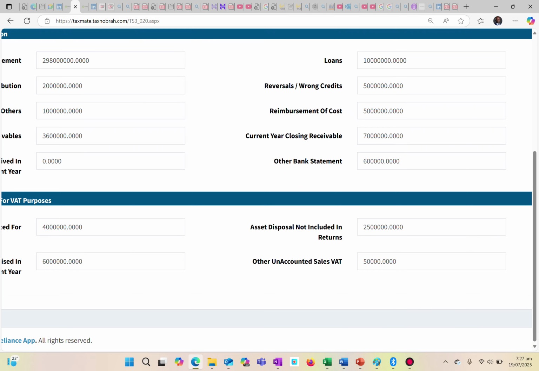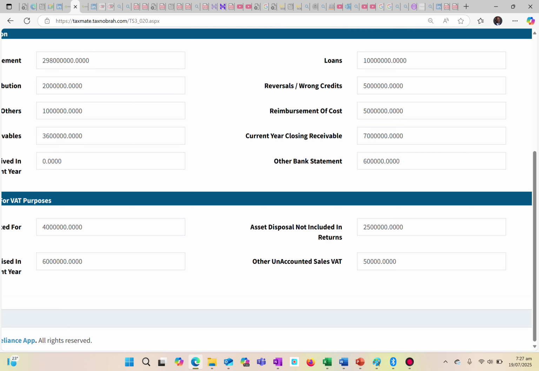And we have disposal not included. You have made sales of assets. A lot of companies make the mistake that when they sell assets, they don't charge VAT on it. Please, for company assets you have sold, you have to charge VAT as the law applies. So you provide all that information here.